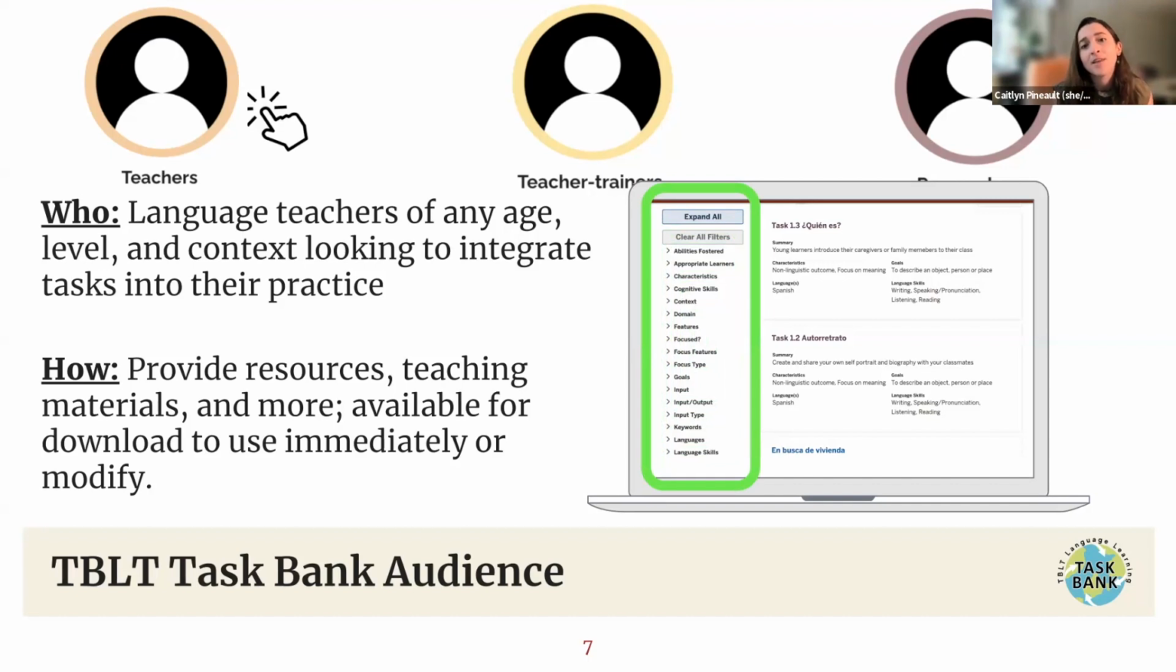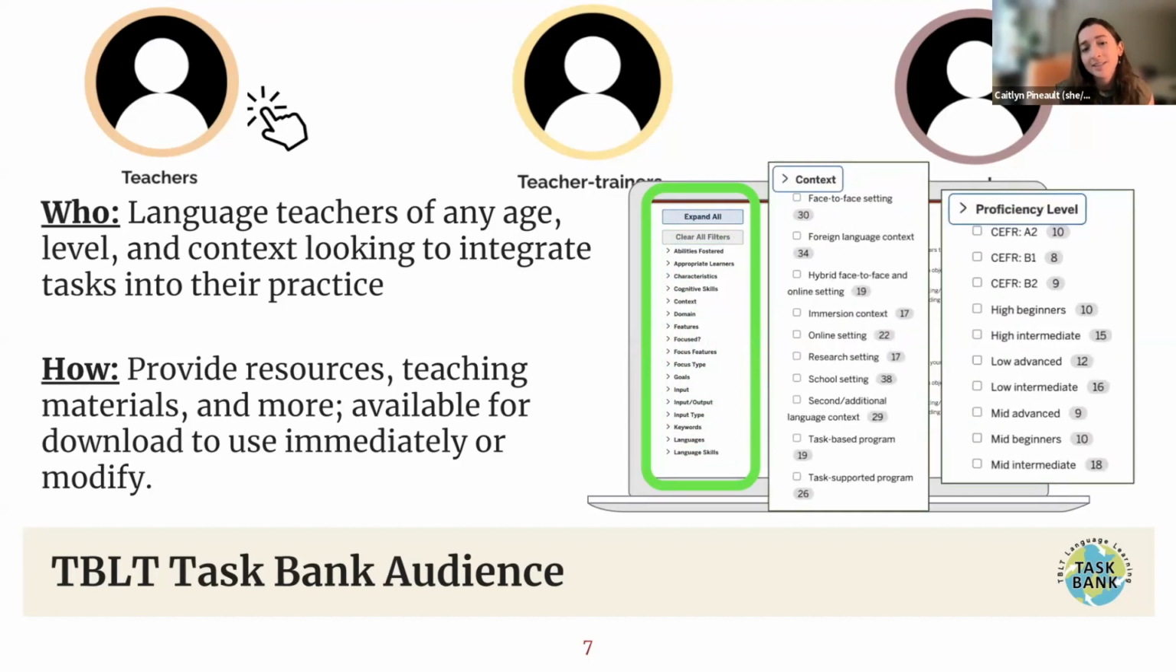So for example, they might search by context, and you can see a couple different options here, and or by proficiency level. And we have a couple different ways of looking at proficiency level.